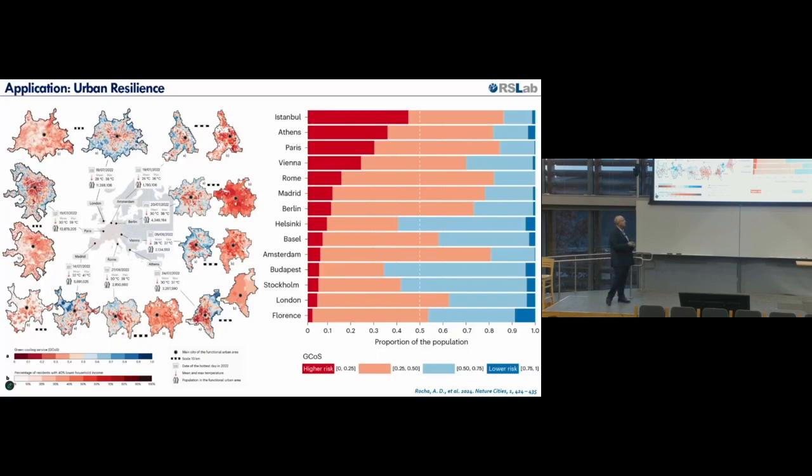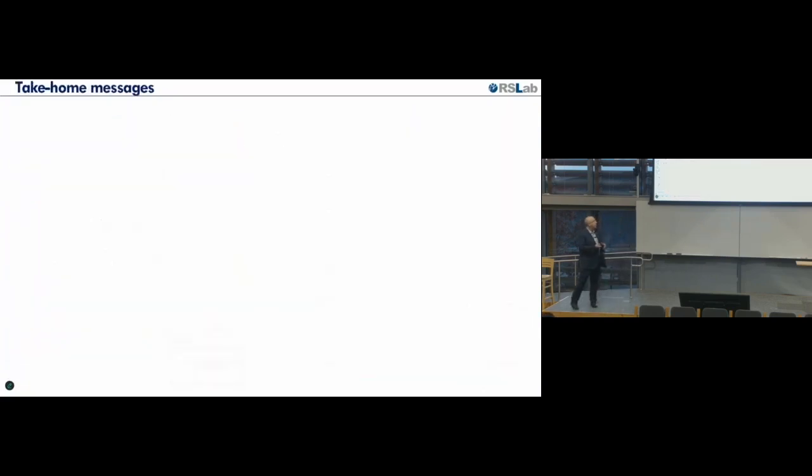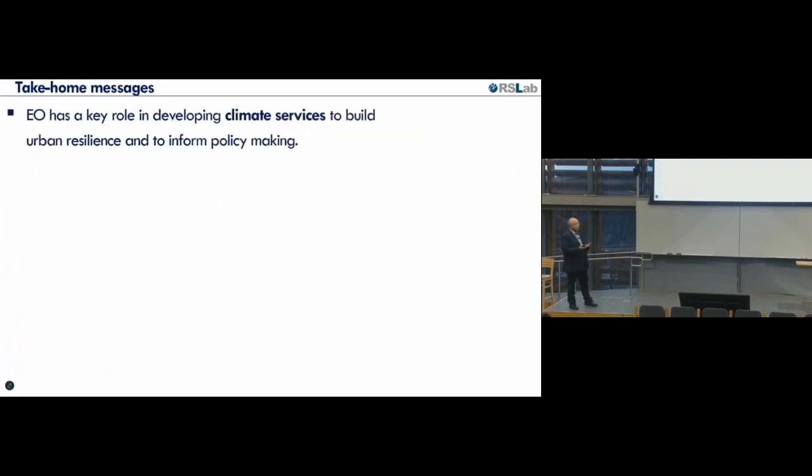Okay, I can stop here just to summarize and give some take-home messages. So first, Earth observation has a key role in developing climate services, to build urban resilience, and to inform policy making, including reports like the IPCC report we expect on cities and climate change, which is expected in the next couple of years.